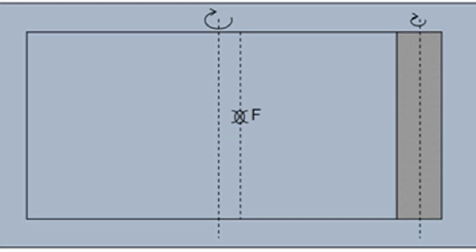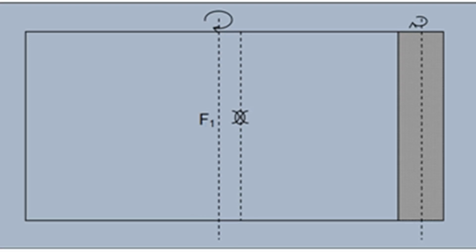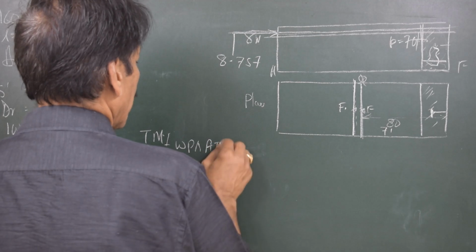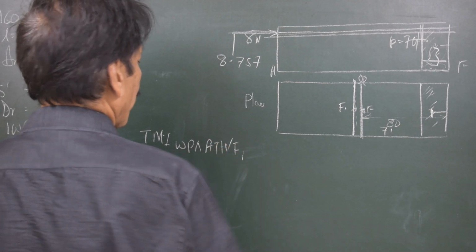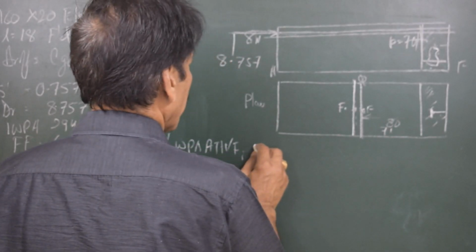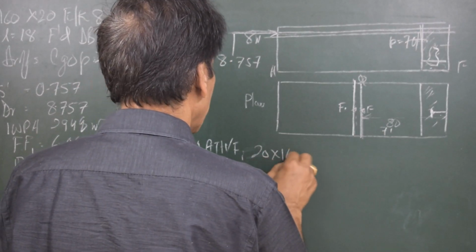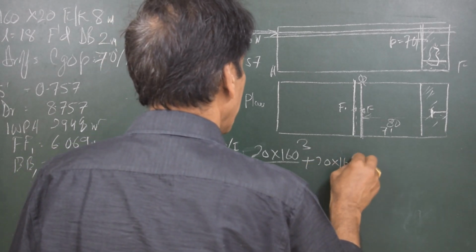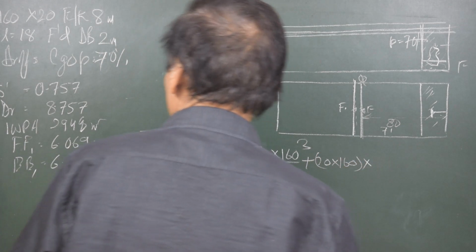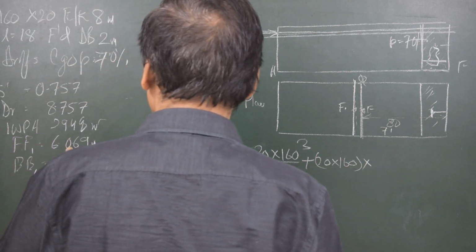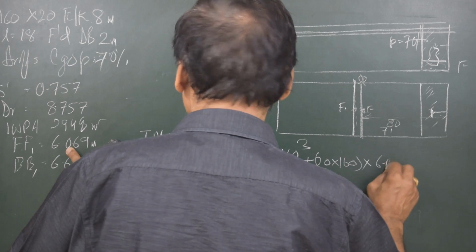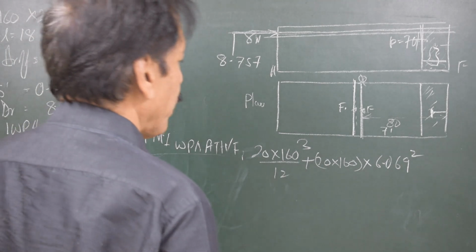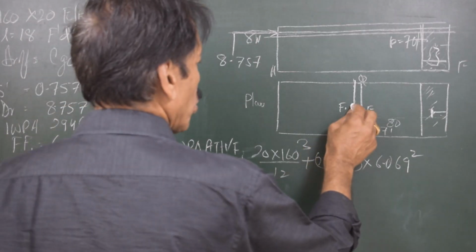First of all, the total moment of inertia of the waterplane area about the athwartship axis through F1. So let's find out. That is 20 into 160 cube upon 12, plus 20 into 160, that is the area, into d square. The distance d is 6.069 square. So this is the total moment of inertia about the athwartship axis through F1.